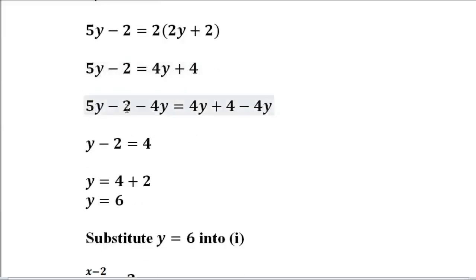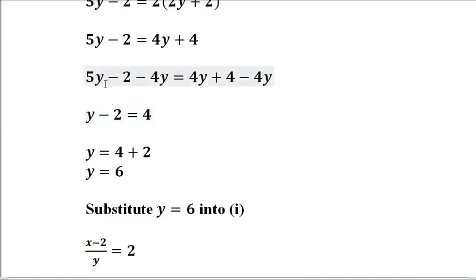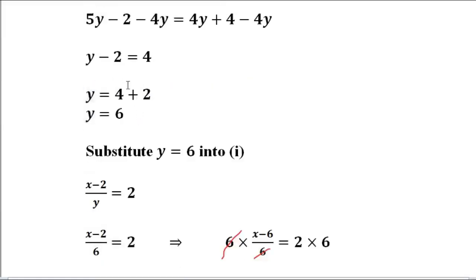We get 5y minus 2 minus 4y equals 4y plus 4 minus 4y. Since positive 4y minus 4y is 0, we get 5y minus 4y, which is y, minus 2 equals 4. Now, y equals 4 plus 2. If we want to eliminate a negative 2 from the left side, we have to add 2 on both sides. We get y equals 4 plus 2. Now 4 plus 2 is 6.